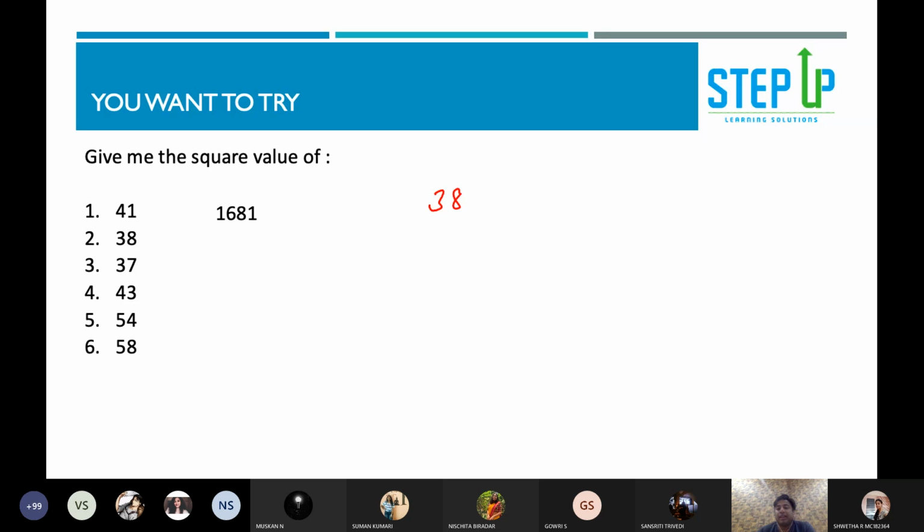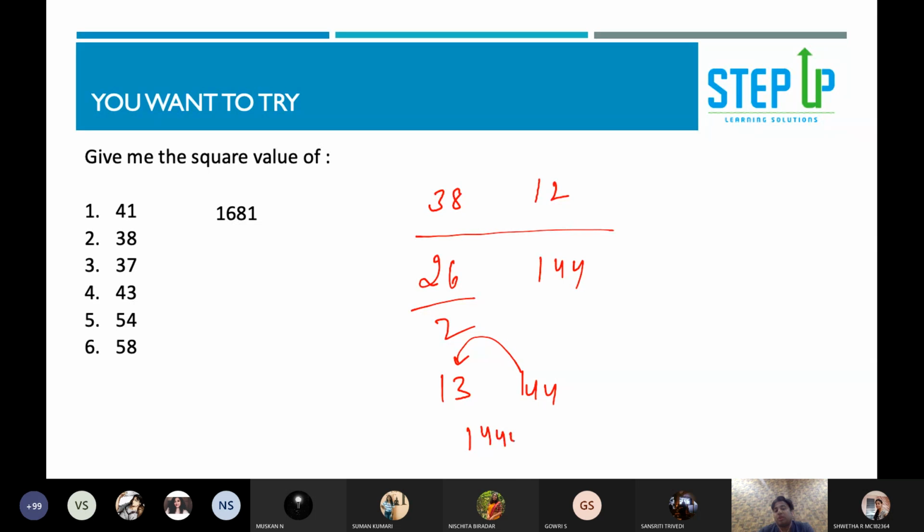Okay, now we are talking about 38, which is 12 less than 50, right? 38 minus 12 comes out to be 26. You divide this 26 by 2, you get 13. 12 square is 144. So 13 and 144, and you carry forward the 1 here. Your answer comes out to be 1444.